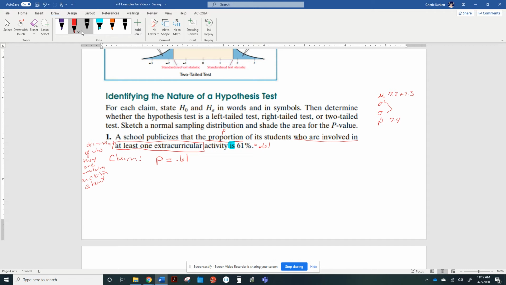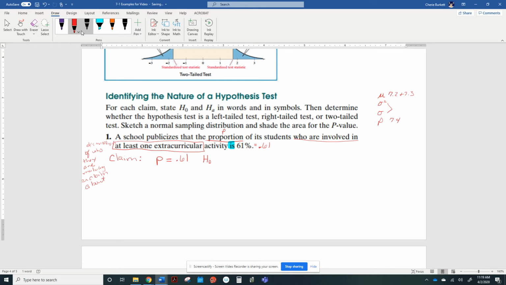Now remember, since this is equality, we are going to label this as which one? If it contains equality, it is the null. The null is the only one that contains equality.